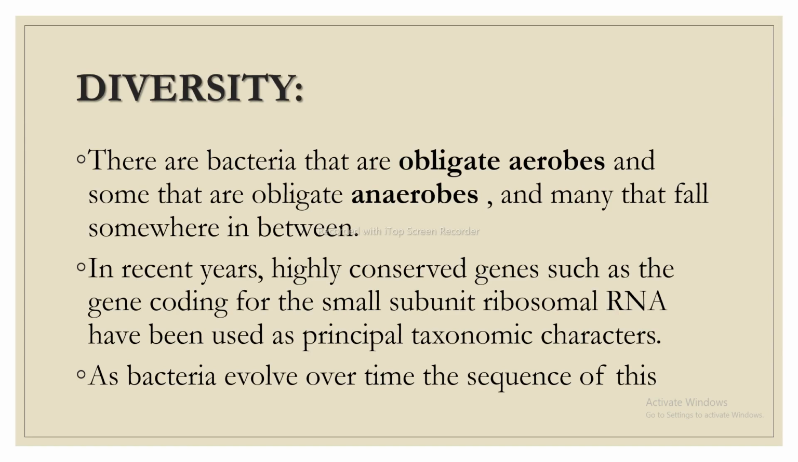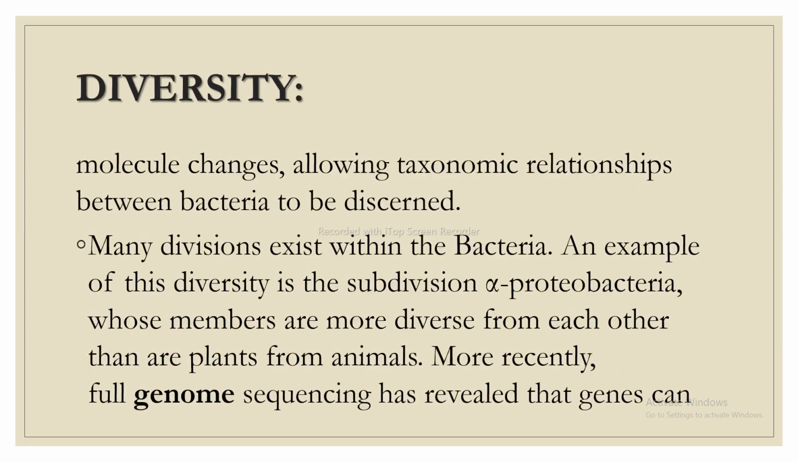In recent years, highly conserved genes, such as the gene coding for the small subunit ribosomal RNA, have been used as principal taxonomic tracers. As bacteria evolve over time, the sequence of this molecule changes, allowing the taxonomic relationships between bacteria to be discerned. Many divisions exist within bacteria.